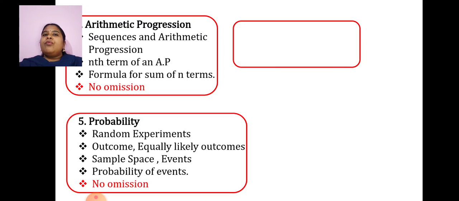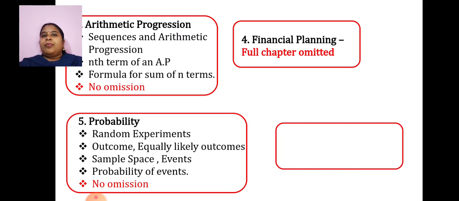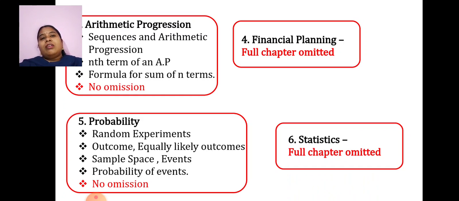Then coming to the 4th chapter, that is financial planning. Yes, financial planning, the full chapter is omitted. Then the 6th chapter, that is statistics. Even in the 6th chapter, the full chapter is omitted. So please make a note of all this. In the 3rd and 5th chapters, nothing is omitted. For the first and second chapters, I have told you the omitted pages and everything very nicely. Make a note of it. In the fourth and sixth chapters, the entire chapter is omitted. So you don't have to study anything from these chapters for this board exam.